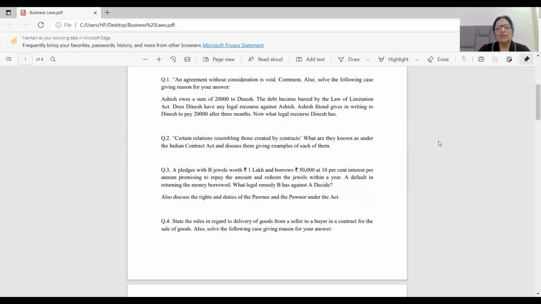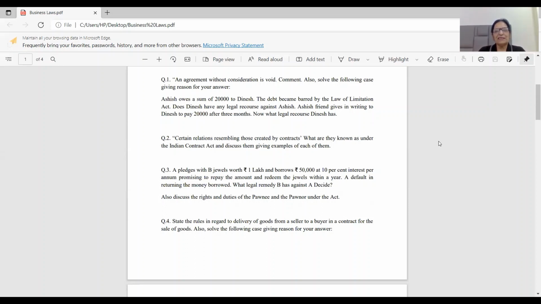Now for these case laws, friends, writing yes or no is not enough, because case law is of 5 to 6 marks in the question. Though in this breakup is not given, but generally the problem is of 5 to 6 marks. And second part of the question is, and also discuss the rights and duties of the pawnee and the pawnor under the Act. Now this case law pertains to the pledge.